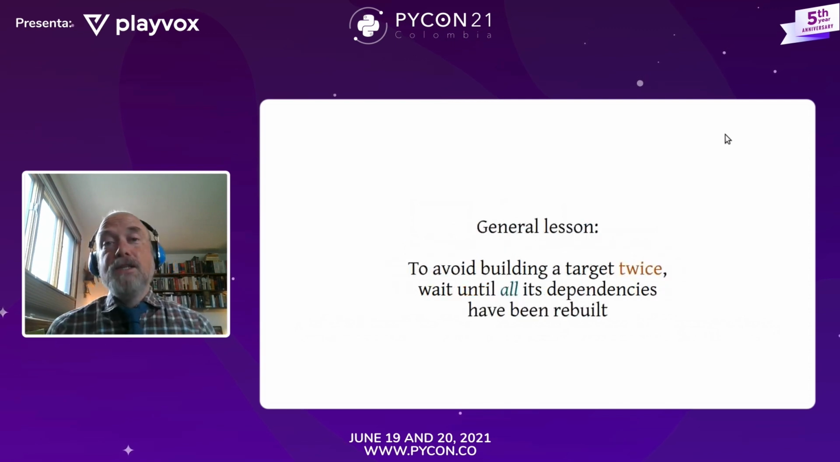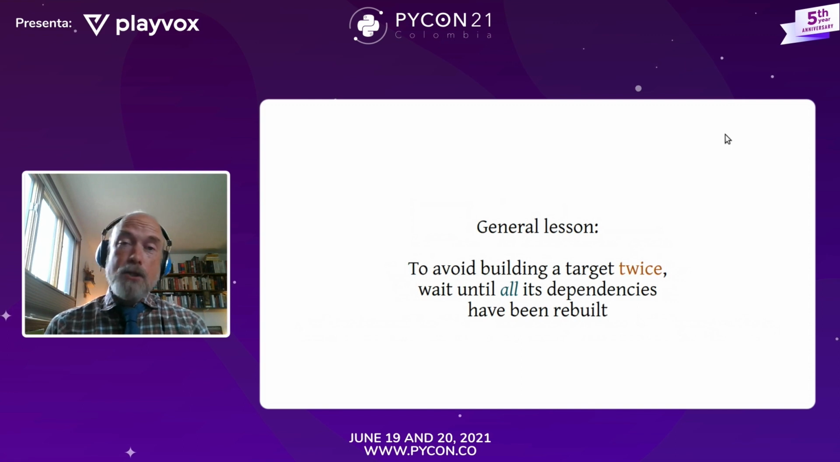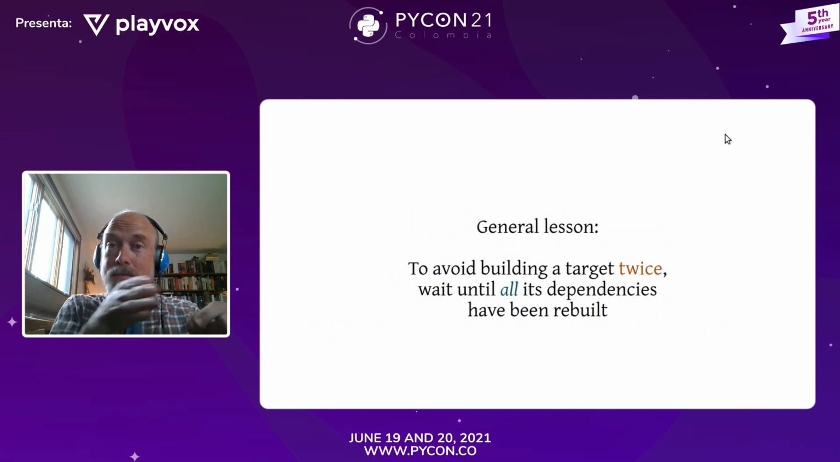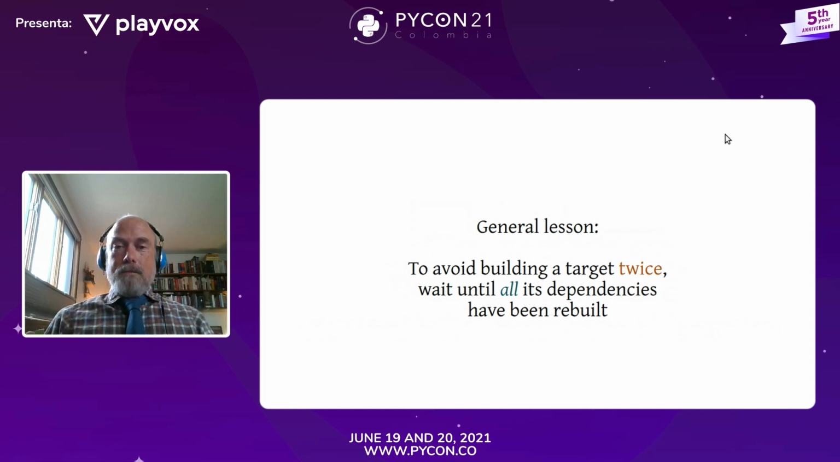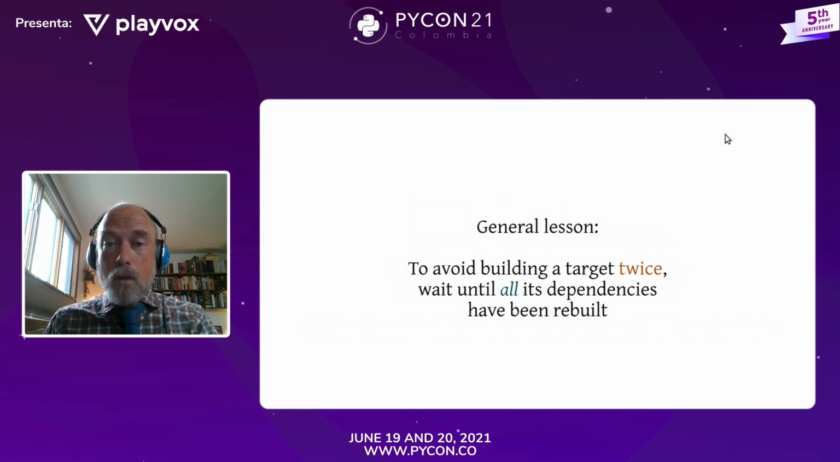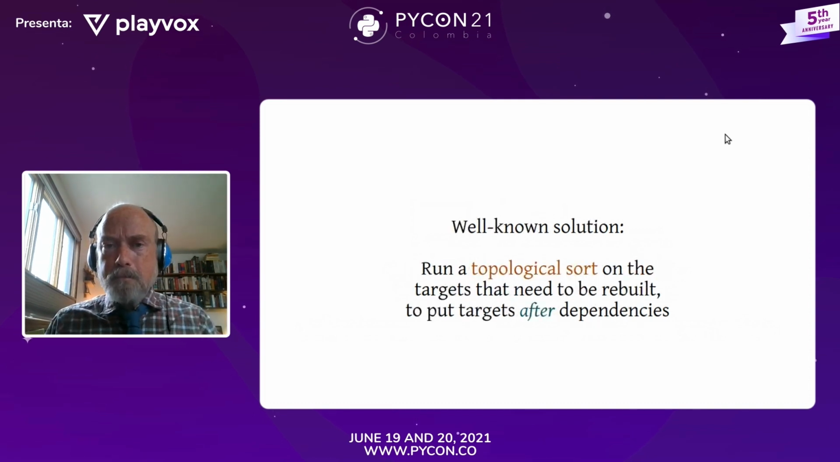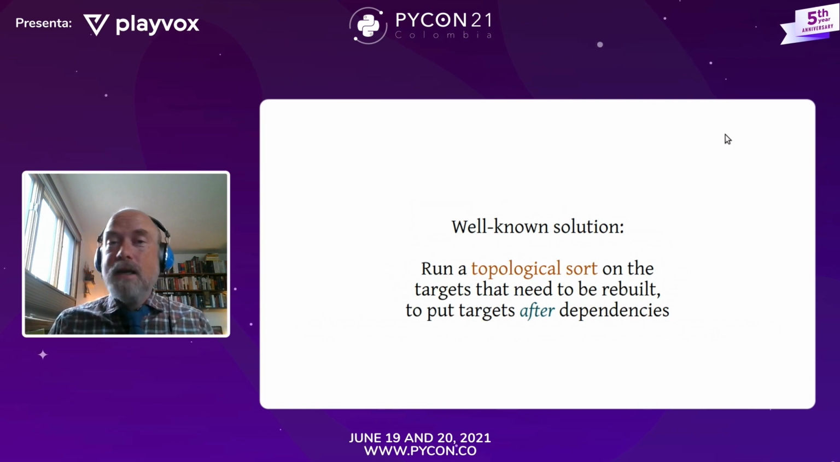So there's a general lesson here for build systems. To avoid building a target twice, where there might be multiple levels to your build, wait until all its dependencies have been rebuilt. There's a well-known solution that guarantees this. Run a topological sort on the targets that need to be rebuilt to put targets after their dependencies.